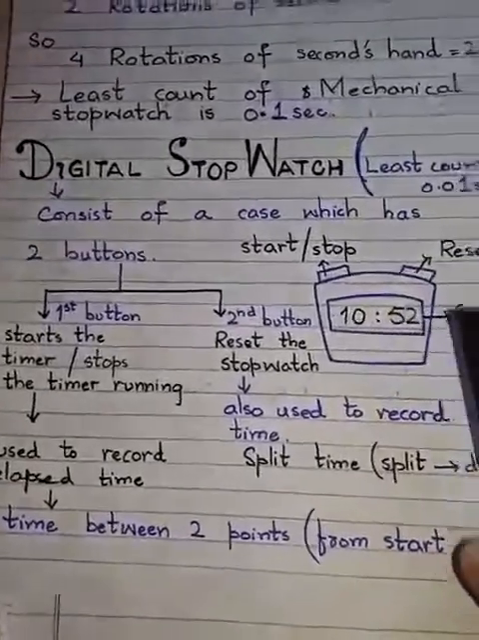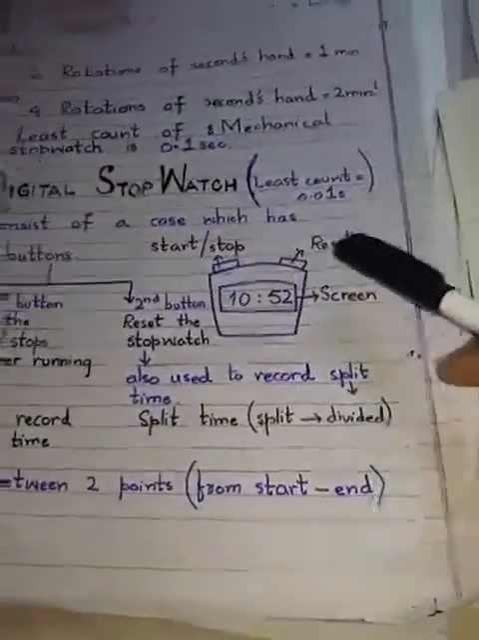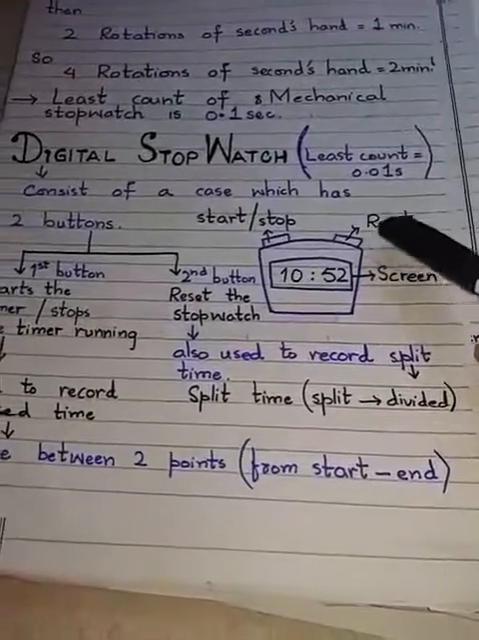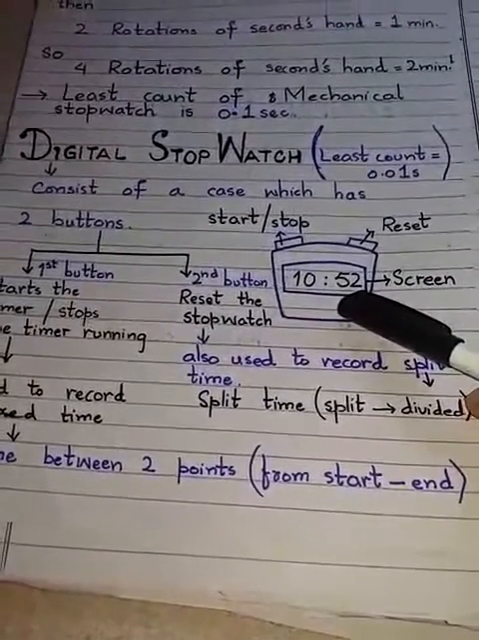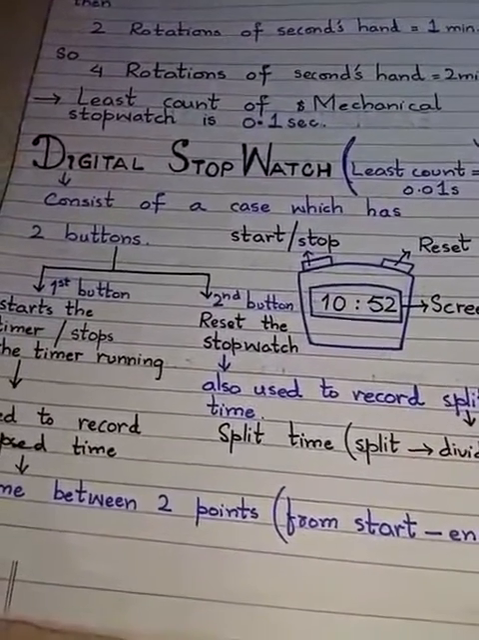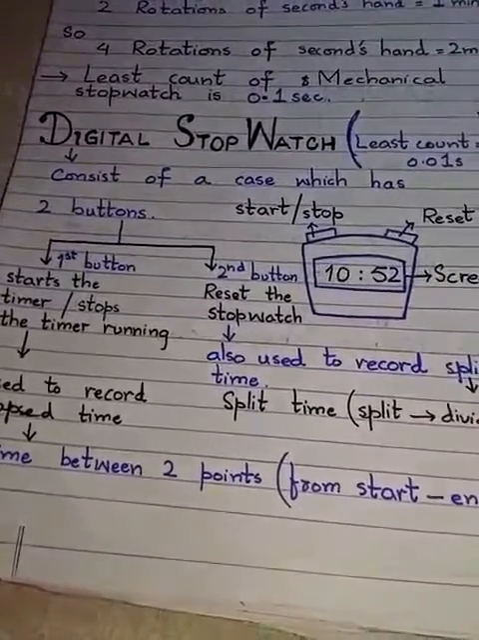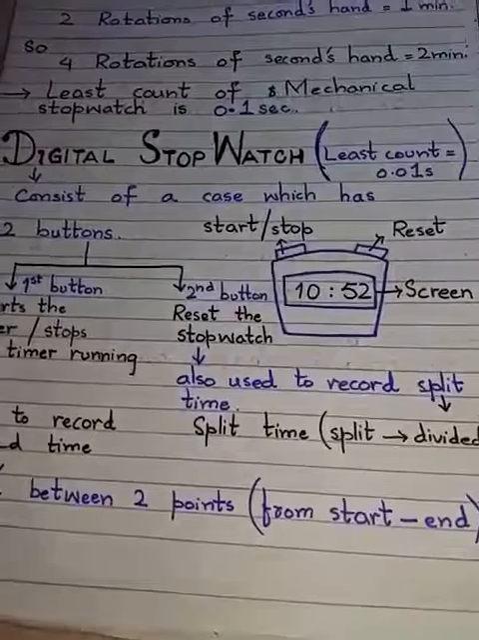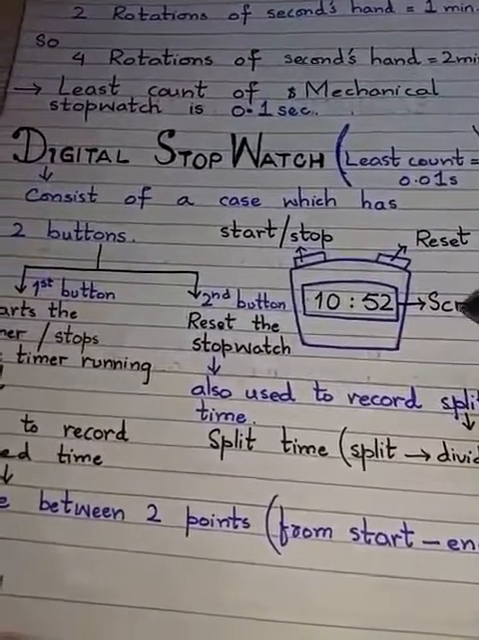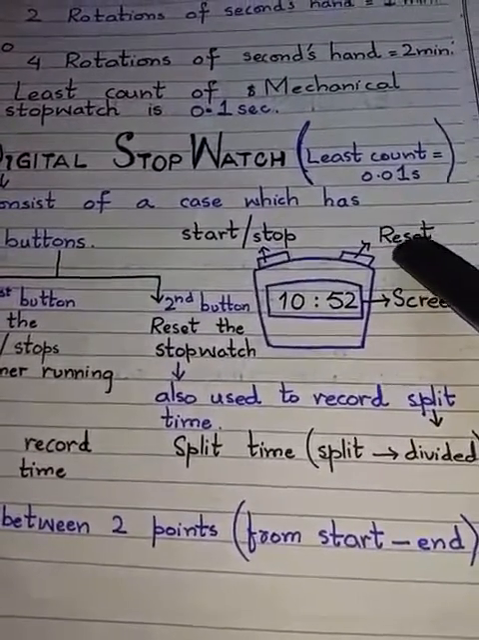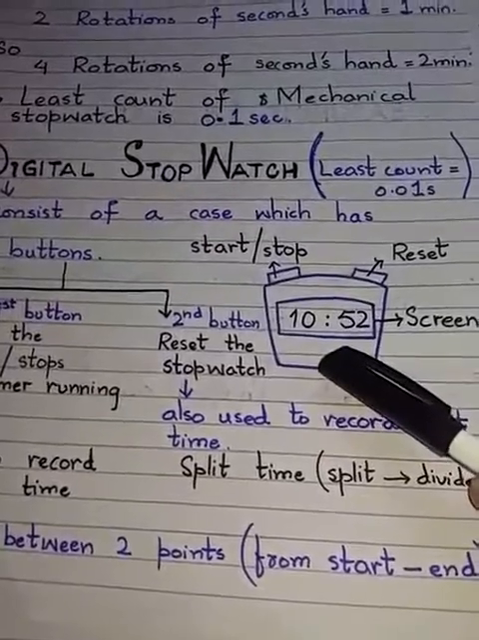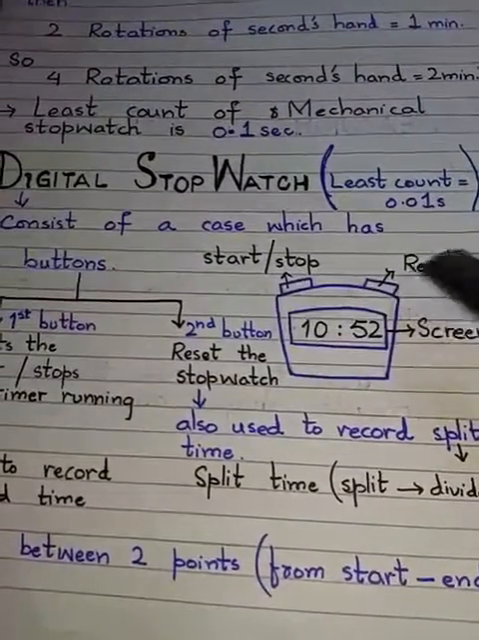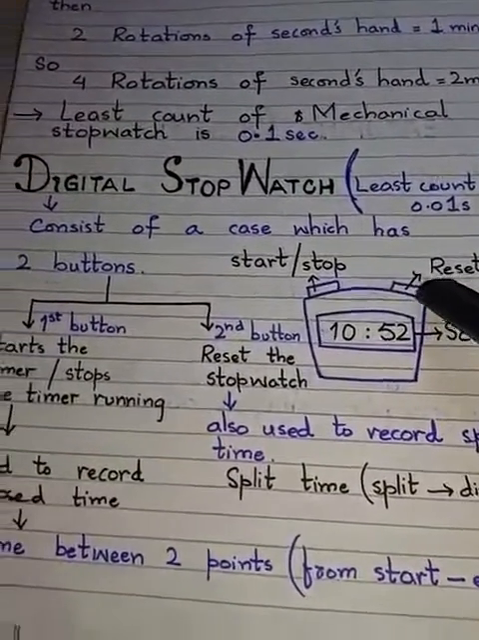Secondly, girls, as I told you, this second button is used to reset the stopwatch. Suppose the next day or after a few minutes, we want to measure the time period for another object. What we will do is reset the stopwatch, and we can reset it by pressing this second button.